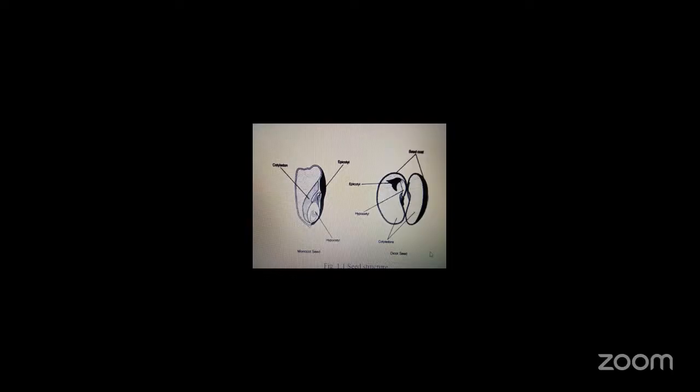And other seeds also there, onion seed. It is a monocotyledon albuminous seed. The embryo is spirally twisted and cylindrical in shape. Most of the embryo is made up of the cotyledon.